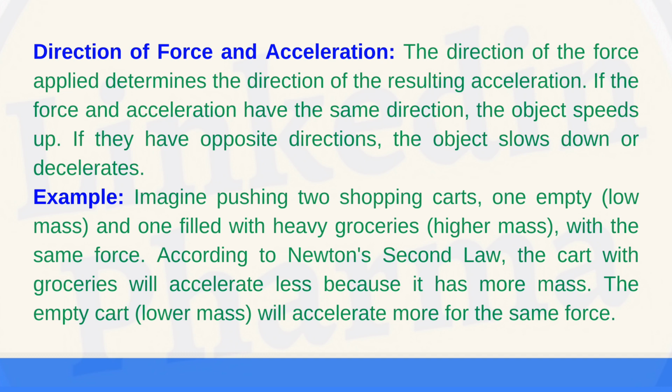If they have opposite directions, the object slows down or decelerates. Example: imagine pushing two shopping carts, one empty, low mass, and one filled with heavy groceries, higher mass, with the same force. According to Newton's second law, the cart with groceries will accelerate less because it has more mass. The empty cart, lower mass, will accelerate more for the same force.